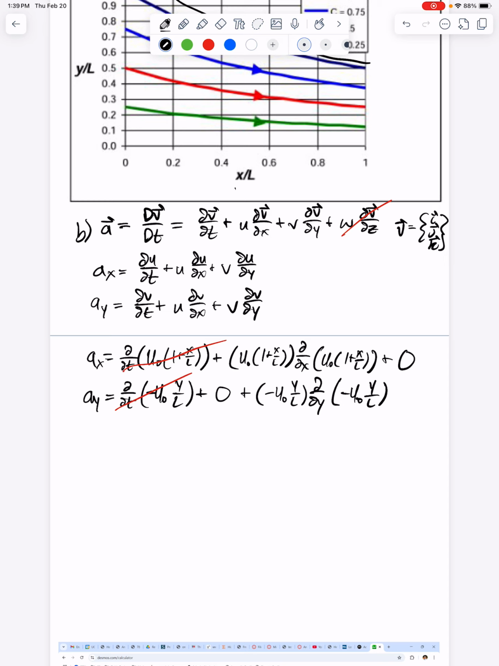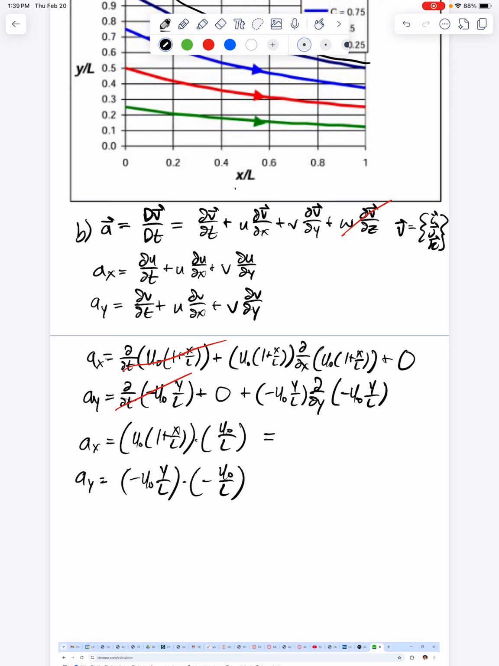Okay, I want to simplify these accelerations. So the x derivative of this term here, x over L, gives me 1 over L. Multiplied by the constant u naught, I get u naught over L as the derivative, times u naught times 1 plus x over L, which is just u. And for ay, the derivative of y over L is negative u naught over L. That's my derivative side, multiplied by v, negative u naught y over L.